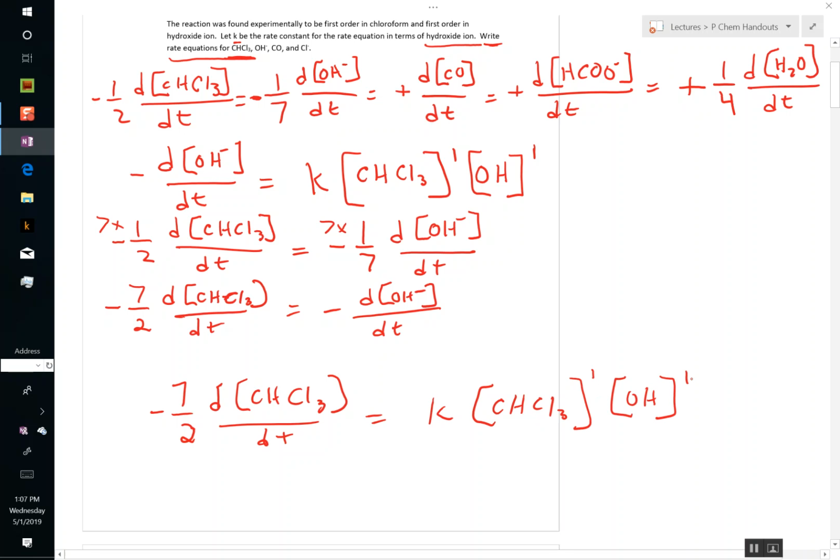Right, we set up here that this is equal to that. That's the rate of the hydroxide ion, the change in the hydroxide ion concentration with time is equal to that. We've just said that this is equal to that. So now this is equal to that.